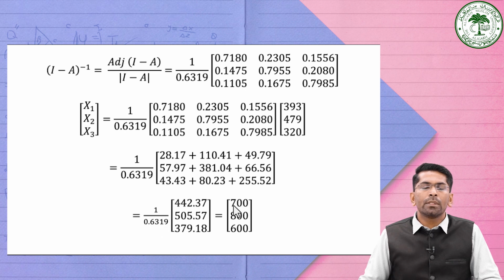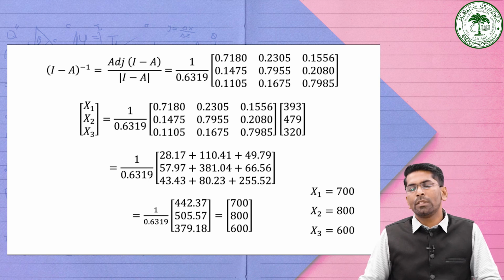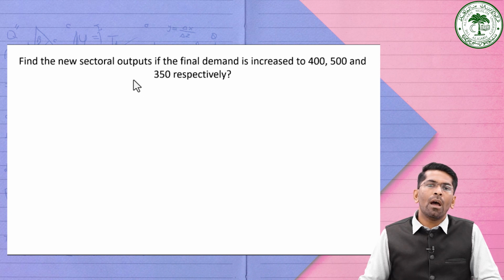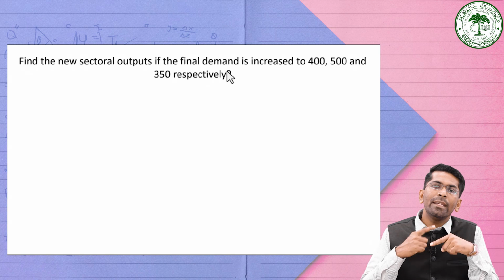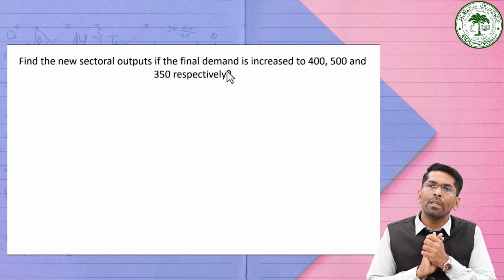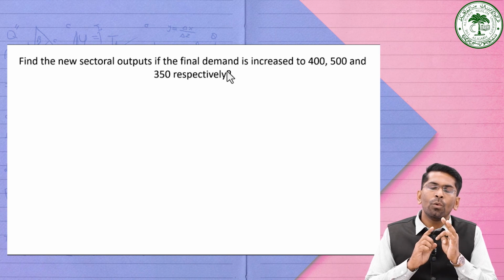Then it will produce 700, 800 and 600, which is the final output of industry 1, the second industry and the third industry. So now, x1 is equal to 700, x2 is equal to 800 and x3 is equal to 600. Now we are going to find the new sectoral output if the final demand is increased to 400, 500 and 350 respectively in industries 1, 2 and 3.